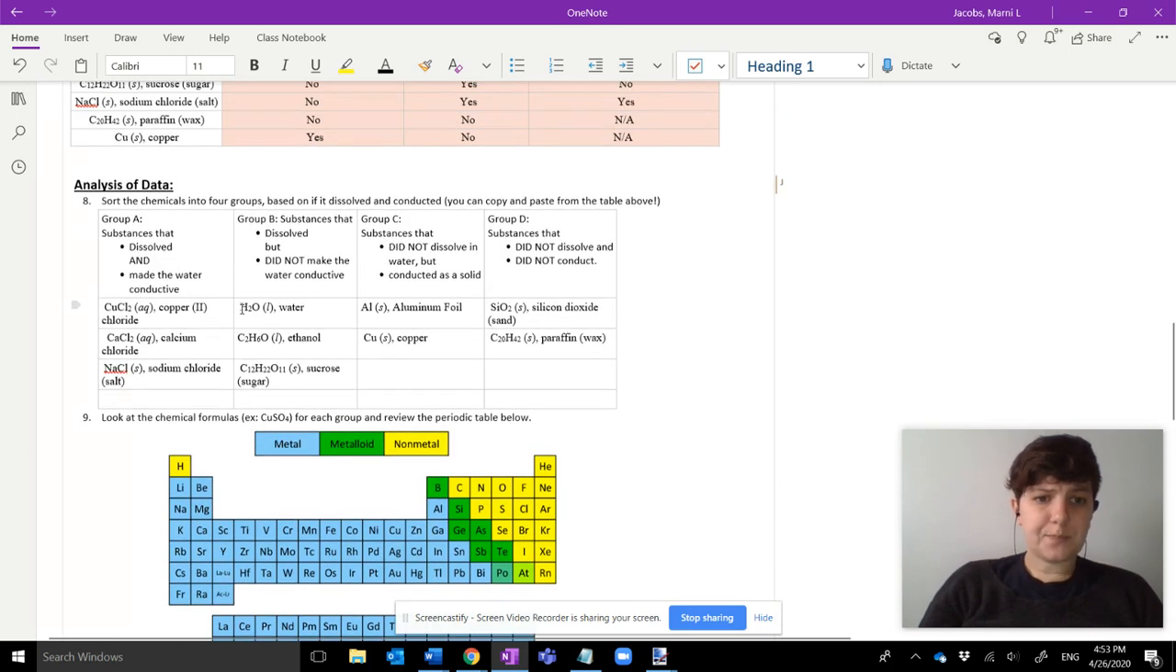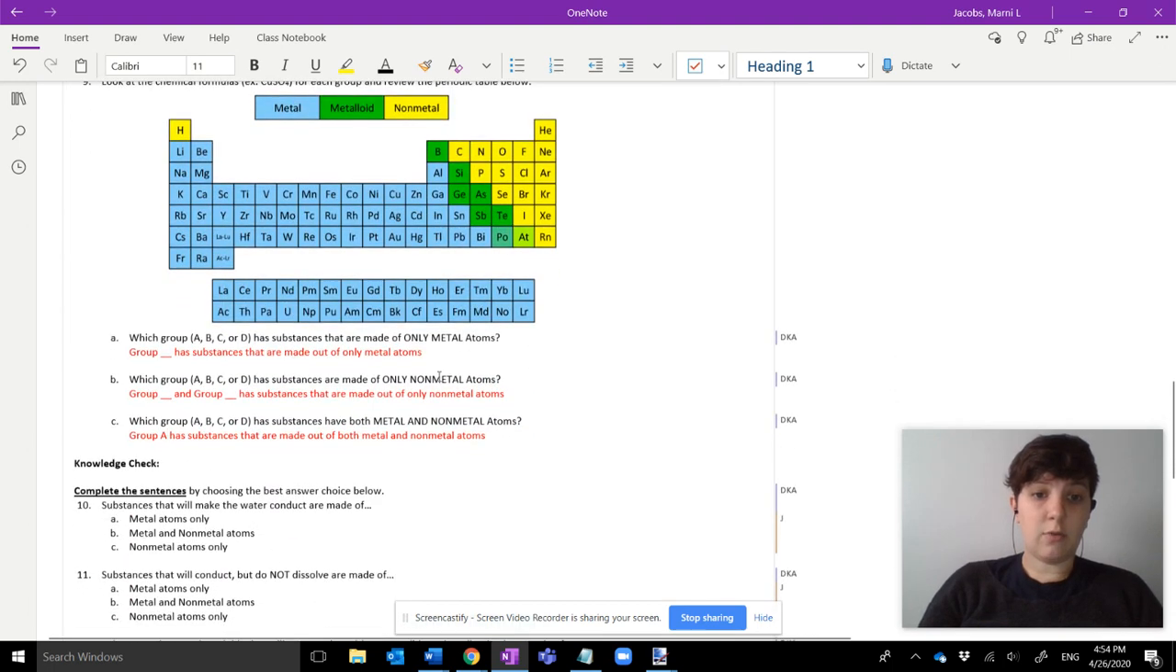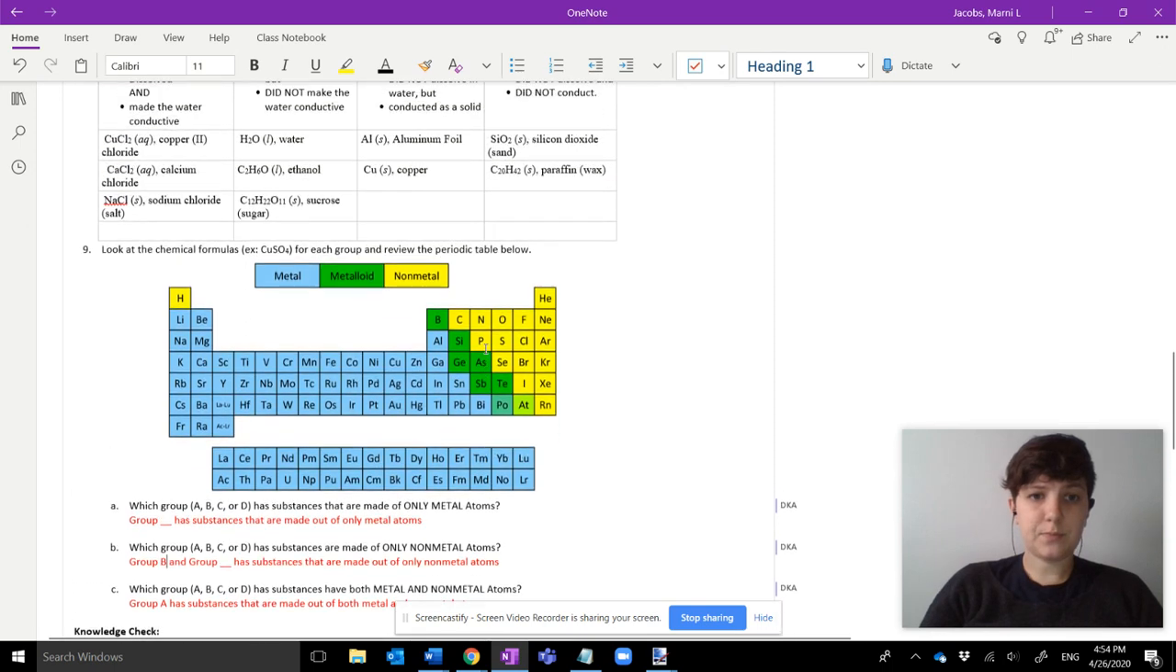Let's look at group B. H is hydrogen. That's up here on the top left. That's a non-metal. And oxygen over here on the right is also a non-metal. It seems like these ones are made of non-metals. Let's check carbon and hydrogen and oxygen. Carbon is over here. That's a non-metal. Hydrogen's in the same place it was before, as is oxygen. Those are all also non-metals. And if we look at sugar, that's also made of carbon, hydrogen, and oxygen. So it seems like group B is made of only non-metal atoms. Let's put group B right here.